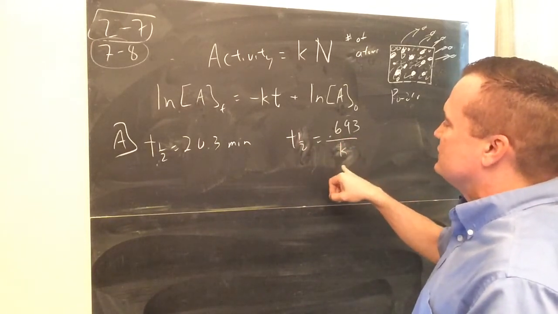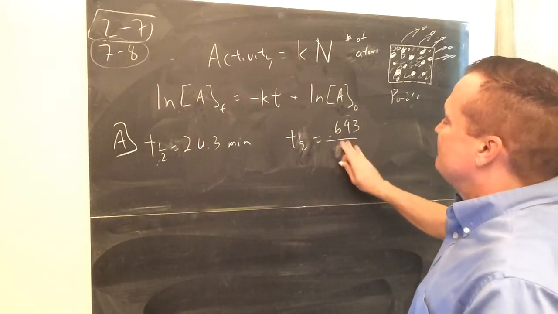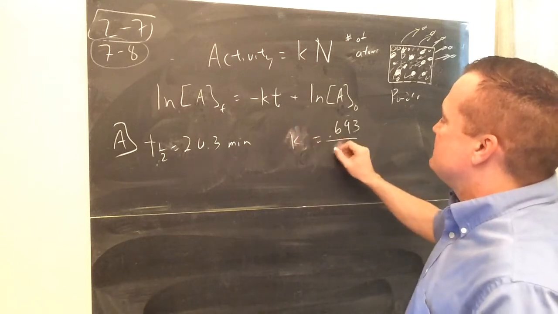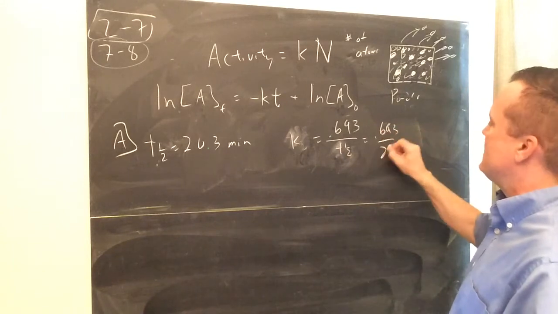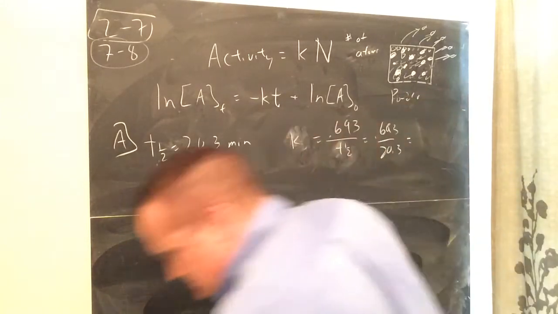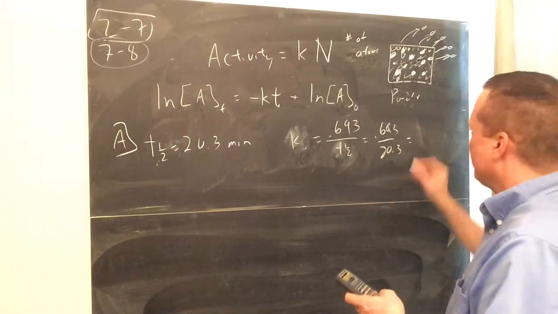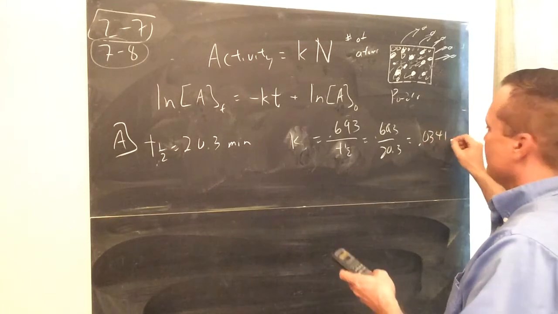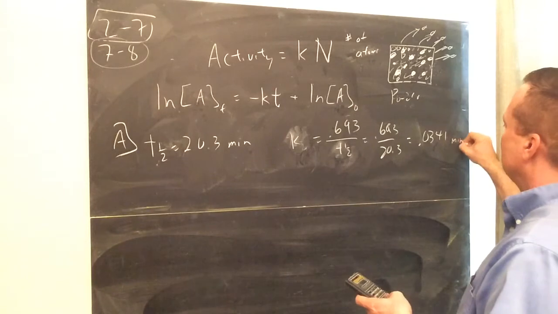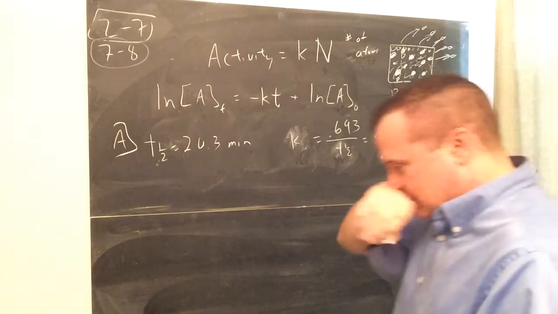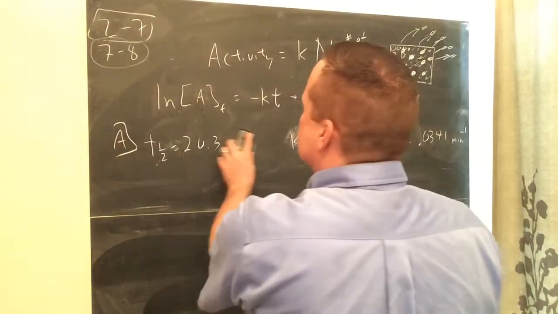I think that's still on your sheet for AP Chem College Board. But now you can flip those two. k equals 0.693 over t one-half. So 0.693 divided by 20.3 equals 0.0341, and it will be in minutes, so it'd be minute^-1. Okay, so now I know the k value, so I can use this equation.